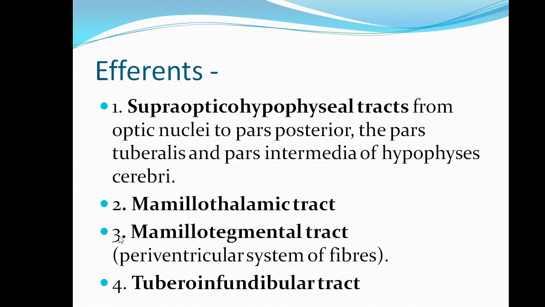The efferents pass, number one, the supraoptico-hypophyseal tract from the optic nuclei to pars posterior, pars tuberalis, and pars intermedia of the hypophysis cerebri. Then the mammillothalamic tract. Number three, the mammillotegmental tract, which consists of the periventricular system of fibers. And fourth is the tuberoinfundibular tract.